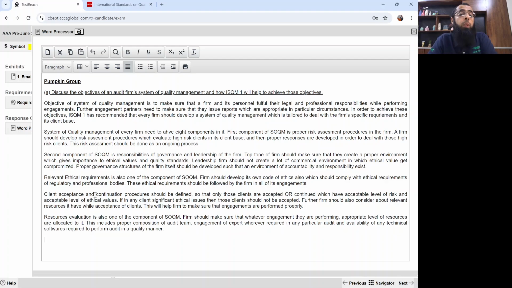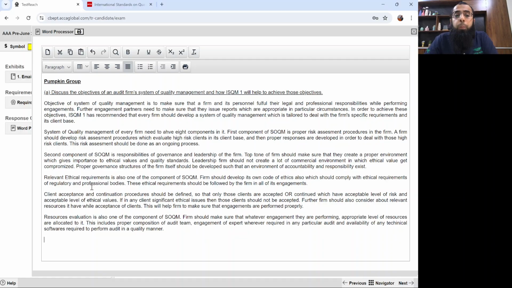See, what you need to understand is that in order to make sure that the audit is performed properly, you should have proper resources. And resources do not mean audit senior, audit junior, audit partner, audit manager. It's not just like that. Sometimes we need expert for technical valuations. Sometimes we need some technical software. Like if the client has some complex accounting software, we need a complex auditing software also to deal with it.